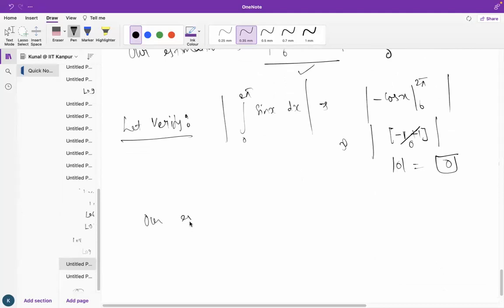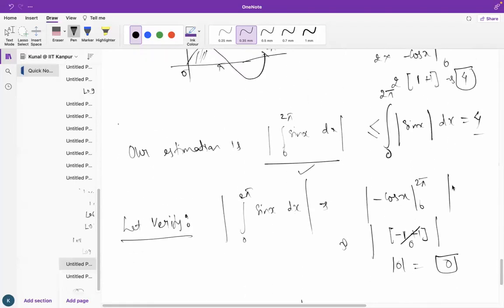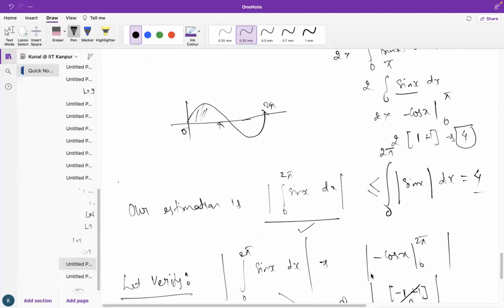our estimation is correct. Our estimation is correct because we get the value of the integral. This integral is 0. And our assumption, our estimation, is that the value of this function must be less than or equal to 4. And it's valid, right? Why? Because we get the value of the integral as 0.